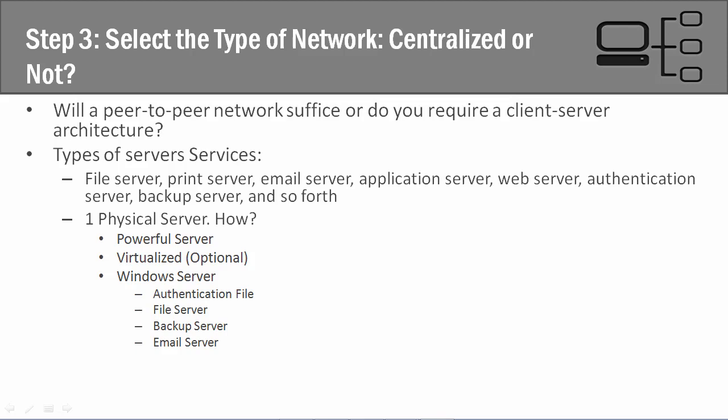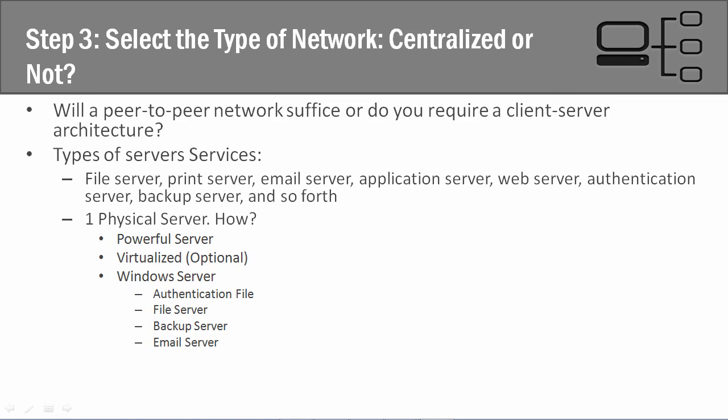In step 3, we're going to determine what type of network we're going to need. And when I'm talking about this, I'm talking about, are we going to be okay with a peer-to-peer network design, or do we need a centralized client-server architecture in place? A lot of this is going to come down to the size of the network, your resource constraints, and also your security concerns. So a lot of this comes from your initial planning processes and understanding the overall needs of the organization and the size.